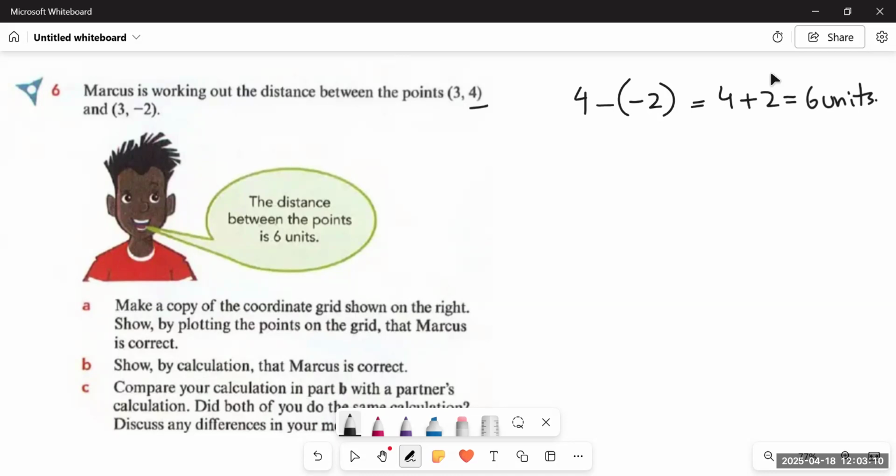Now, what is Marcus saying? Marcus saying the distance between the points is 6 units. Make a copy of the coordinate grid shown on the right. Show by plotting the points on the grid that Marcus is correct. Okay, let's find it out.